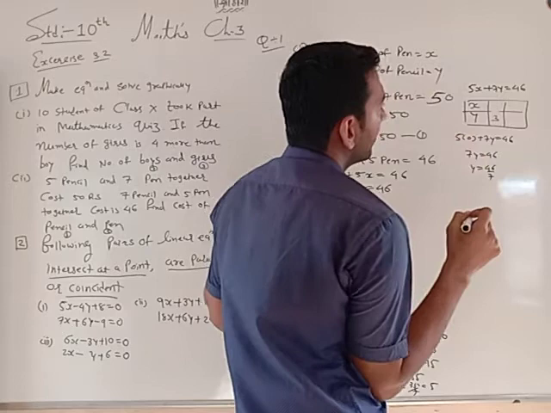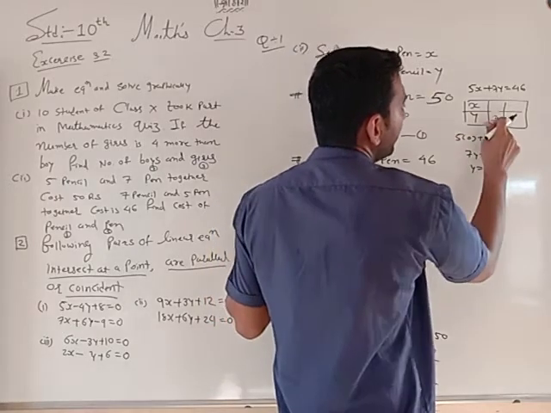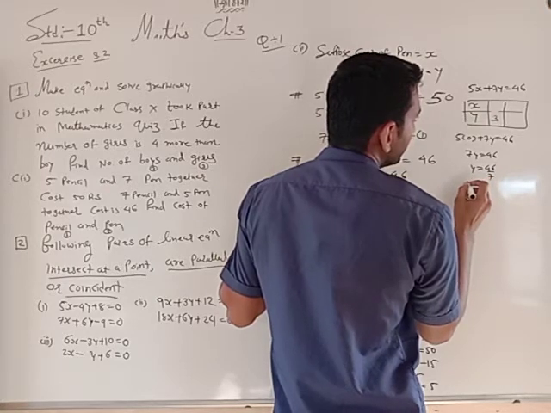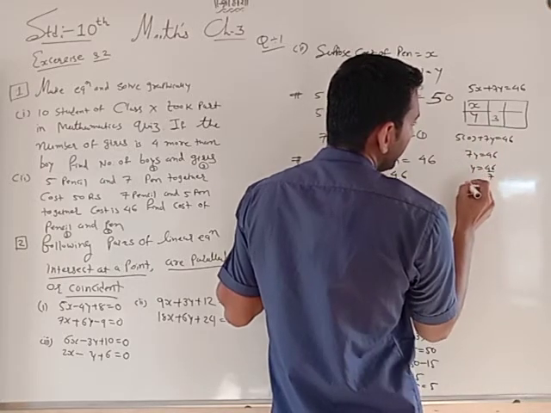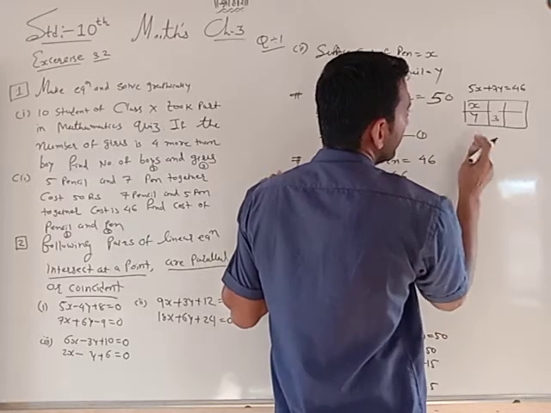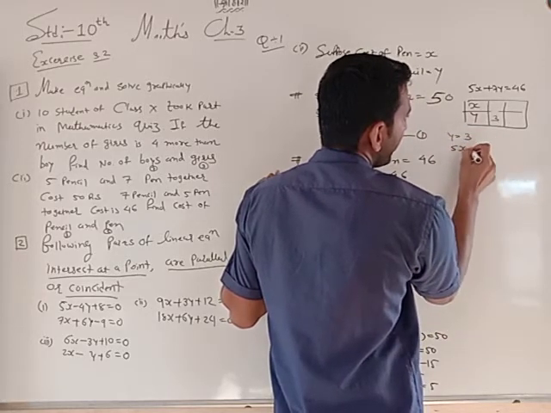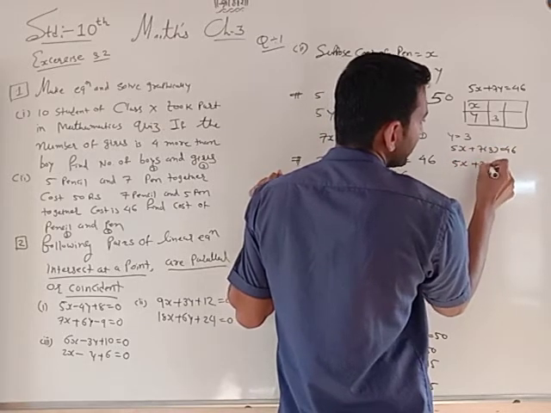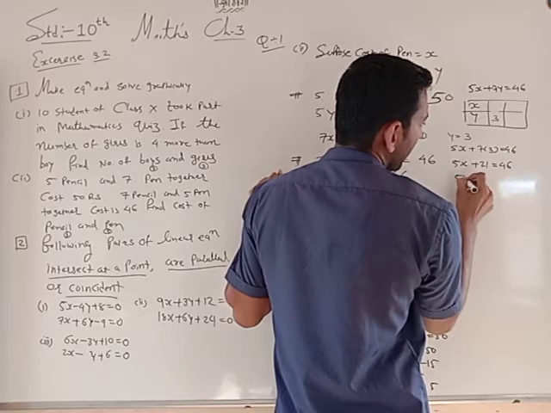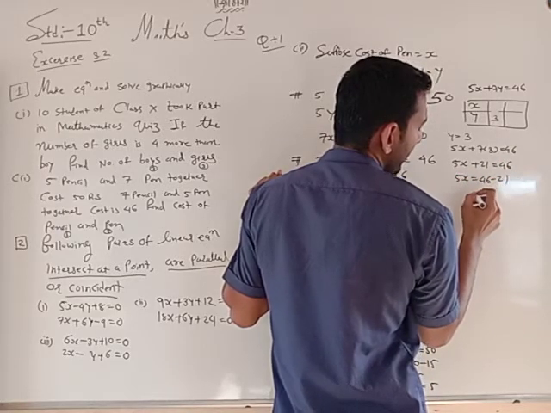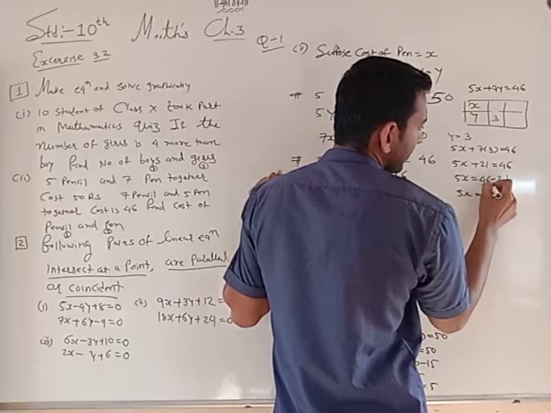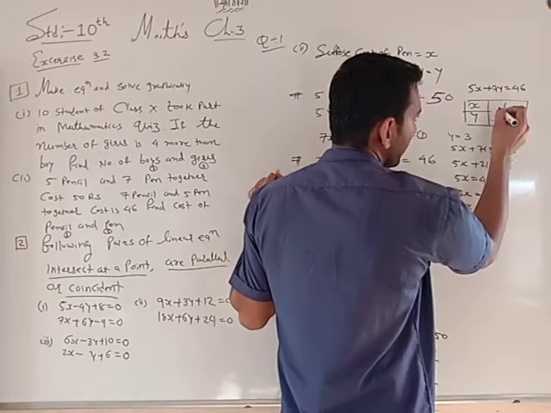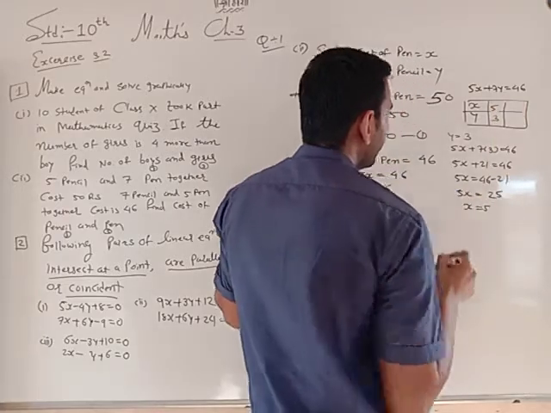So in this case, taking y is equal to 3: 5x plus 7 into 3 is equal to 46. 7 3s are 21, so 5x is equal to 46 minus 21, so 5x is equal to 25. So x is equal to 5, and y is 3. Okay, it is okay.